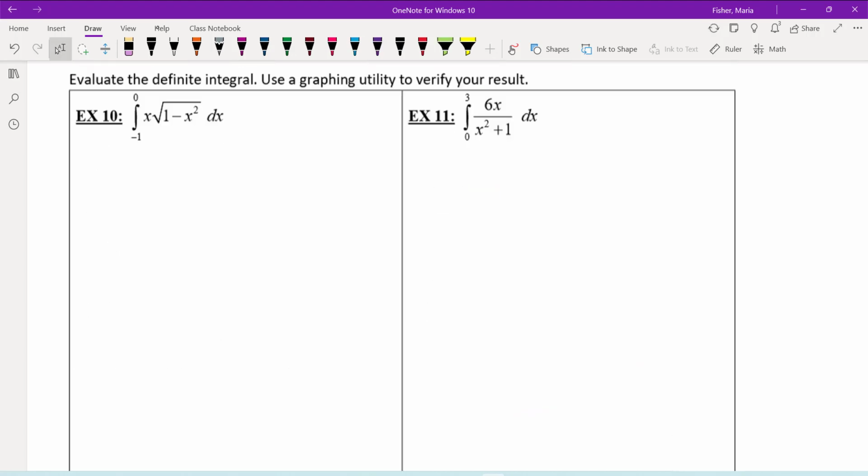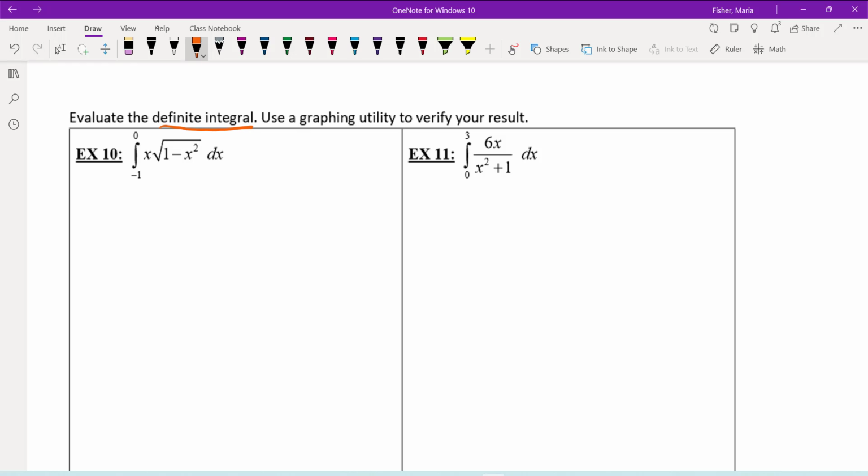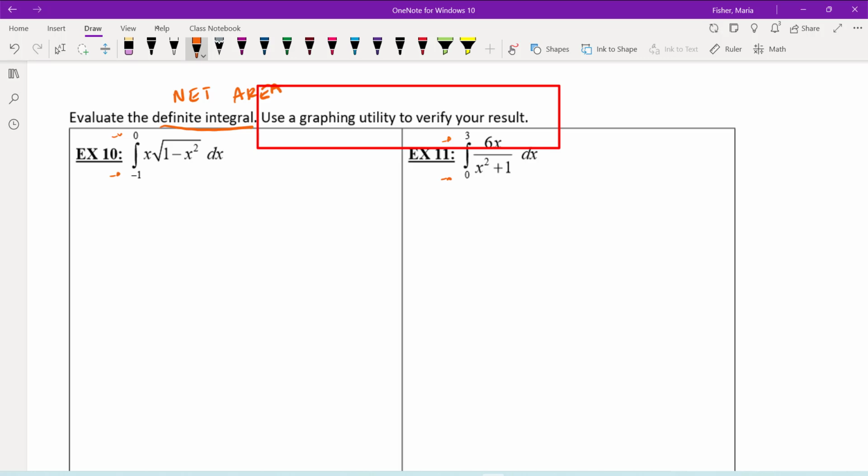The last three examples in this section deal with finding the definite integral. Now remember, the definite integral has your lower and upper limits of integration, and it just gives us the net area under the curve. The difference between the indefinite integral and the definite integral, other than the fact that it gives us the net area, is that we're not going to need our plus c when we integrate, because the indefinite integral was that family of functions, so we needed the constant of integration, but we won't need that for our definite integral. So let's do the next three examples. Now the homework is asking you to use a graphing utility to verify your results, but we're not going to do that in the video, and I wouldn't ask you to do that either on your exams.